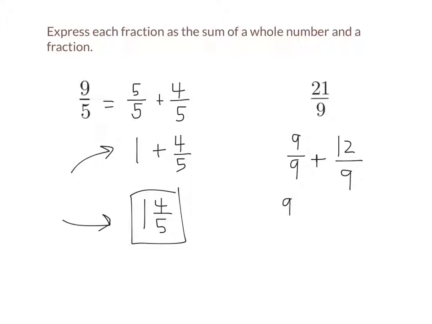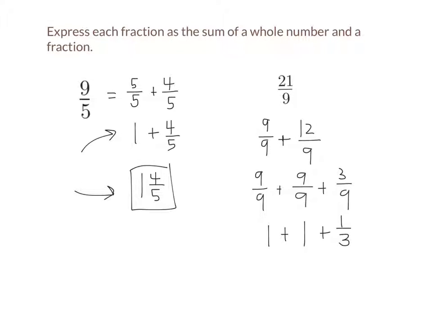So I can do, this is the same thing as 9 ninths plus 9 ninths. And then how many would be left? 3 ninths. So 9 ninths is the same as 1. And this second 9 ninths is also 1. And 3 ninths we can simplify to 1/3. So what would be the whole number part? 2. And what would be the fraction part? 1/3. Very good. So 21/9 is the same thing as 2 and 1/3.